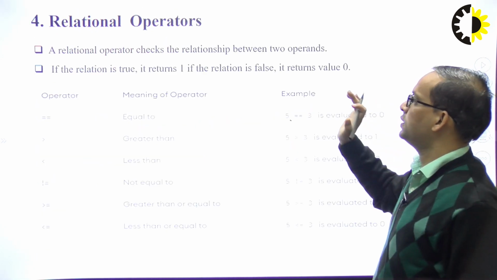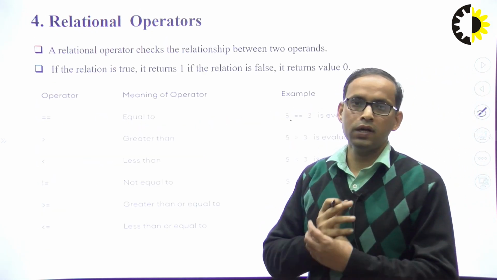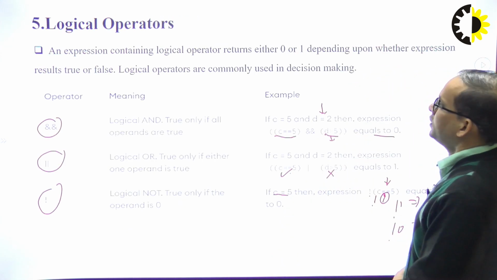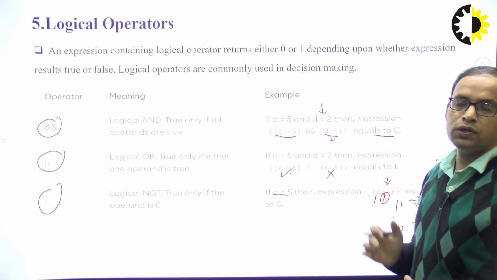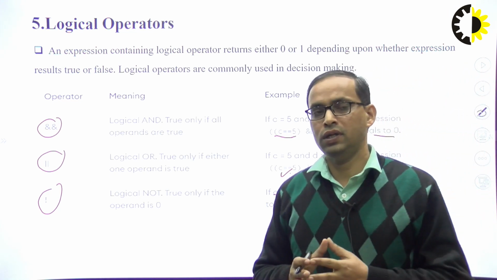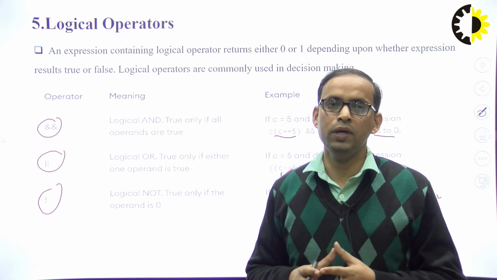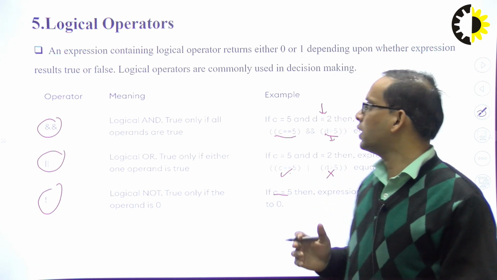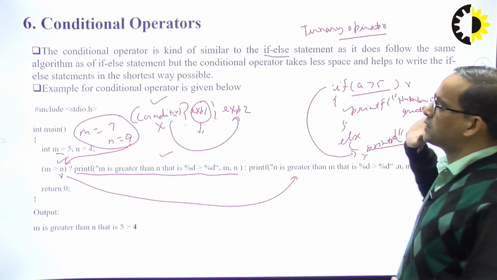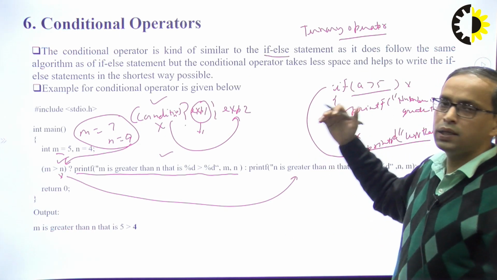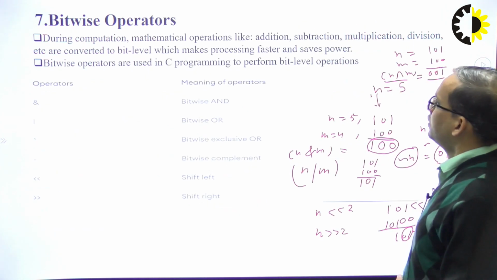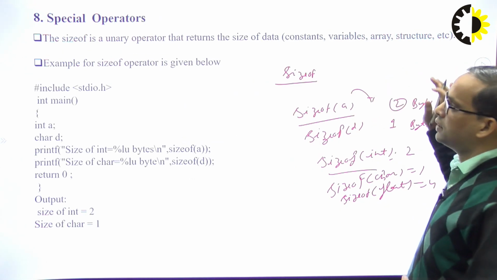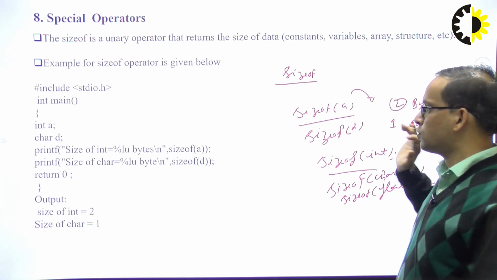Next we discussed the relational operators for comparison between two values, and after that we discussed the logical operators. Logical operators are used when we have to take a decision, or when we have to execute a statement based on the combination of two or more conditions. Then we discussed the conditional operator, which is an alternative to if else. After that we discussed the bitwise operators, and in the last we saw the special operator, the sizeof operator.